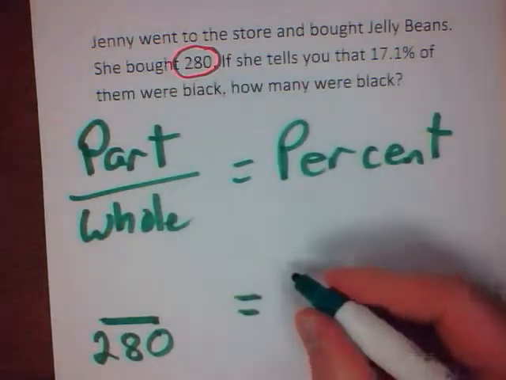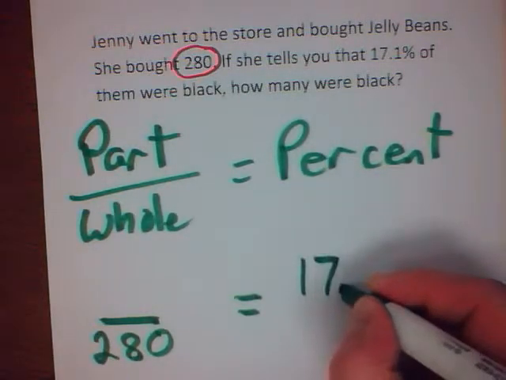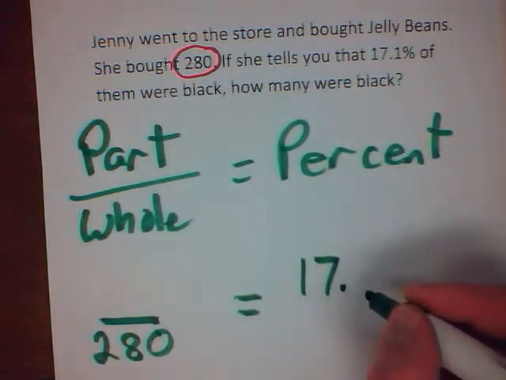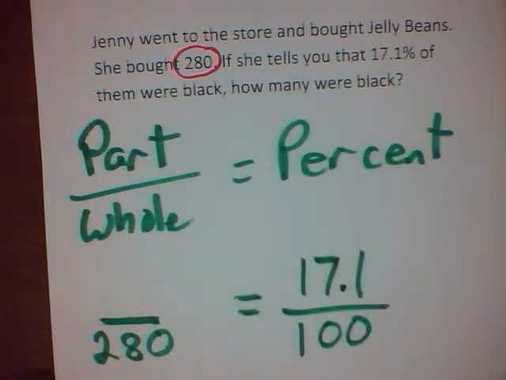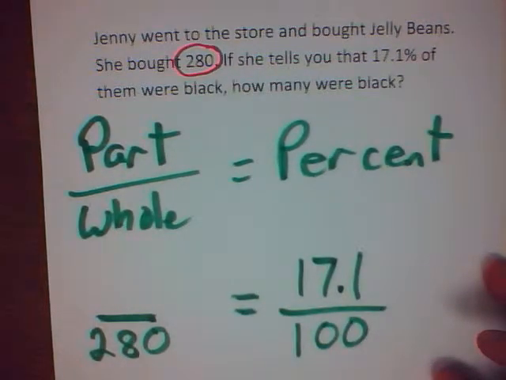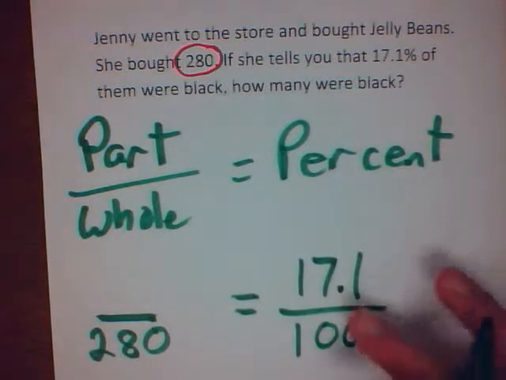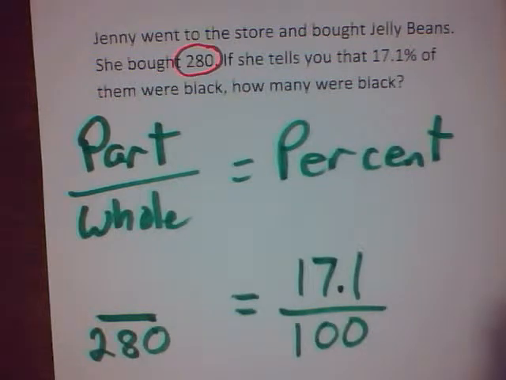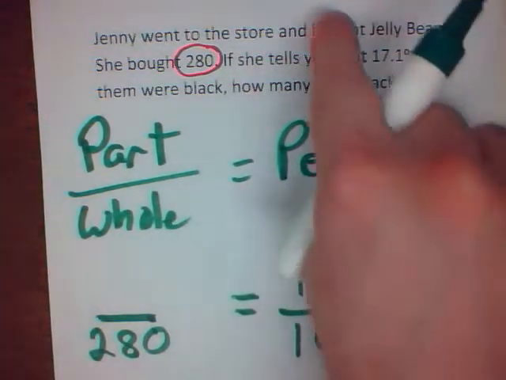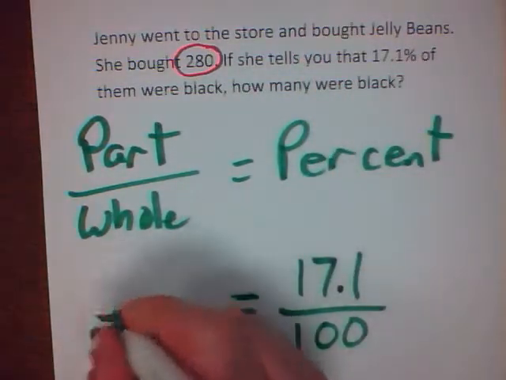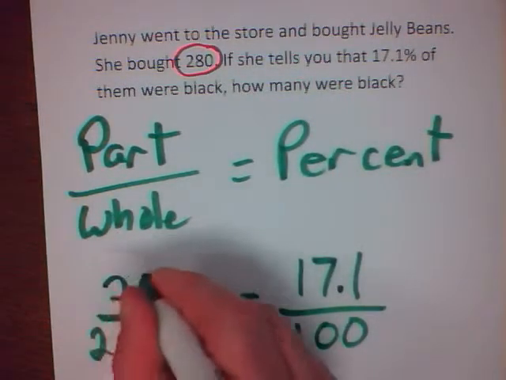And I'm going to put it in this fashion. Although I could put it in as a percentage, I could put it in as a decimal. It doesn't matter which one I put it in. I could put it in any of them. In fact, it would have saved me work if I'd put it in as a decimal right away. But I didn't. How many of them were black? Well, black is only part of the total. So that's the part. And I'm going to use an x.